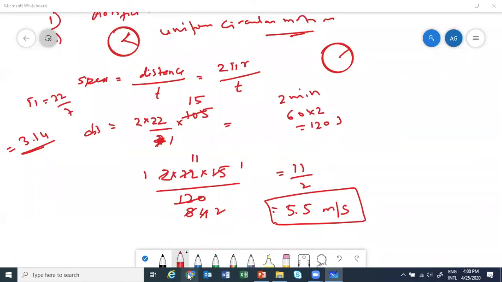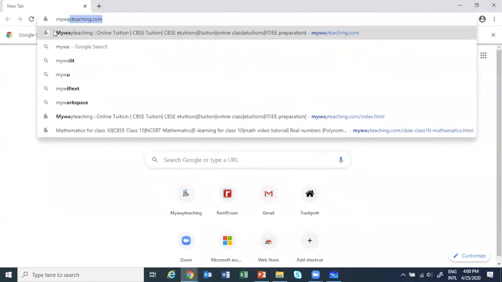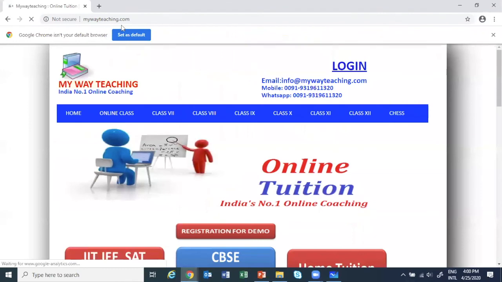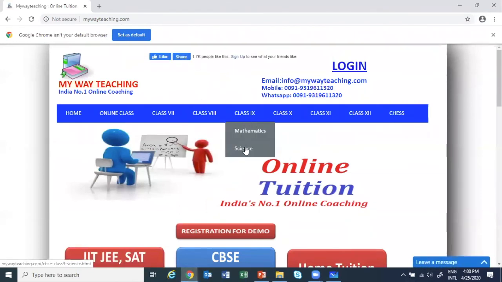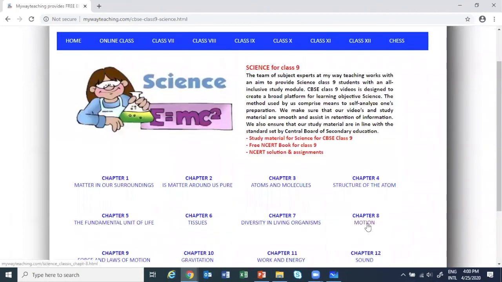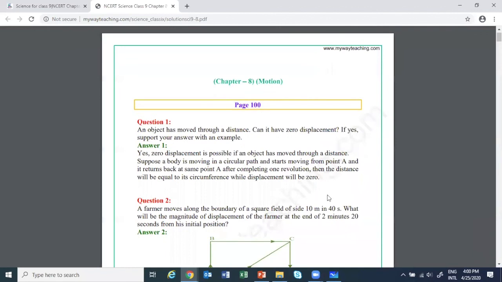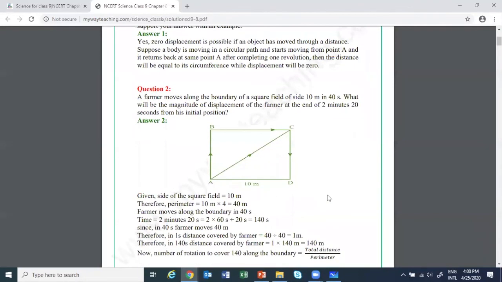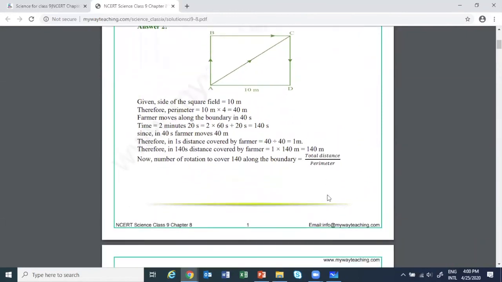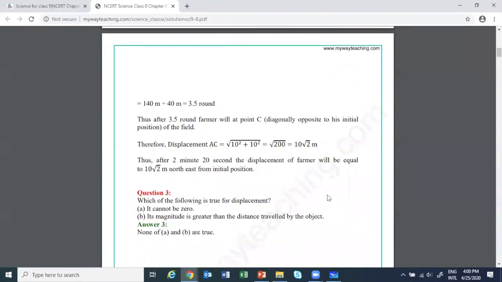NCERT solution is available. I will tell you: go to mywayteaching.com, go to Science Class 9, and the chapter name is Motion. If you go to Motion, here is the NCERT solution. Go with this NCERT solution. Next time, whatever your problems in this, I'll try to solve them.